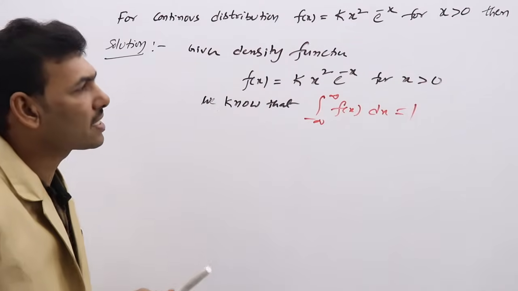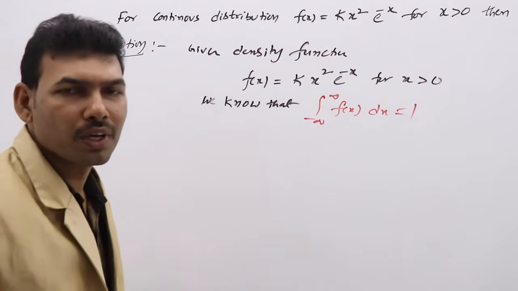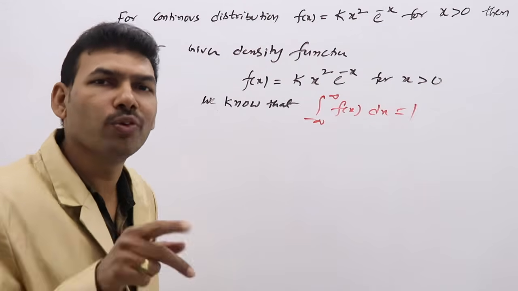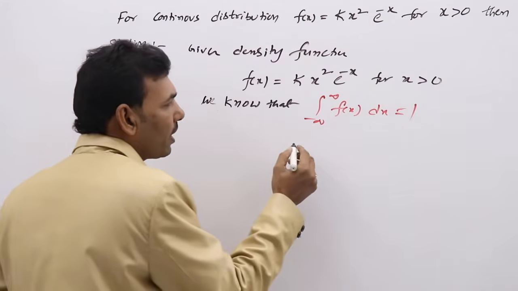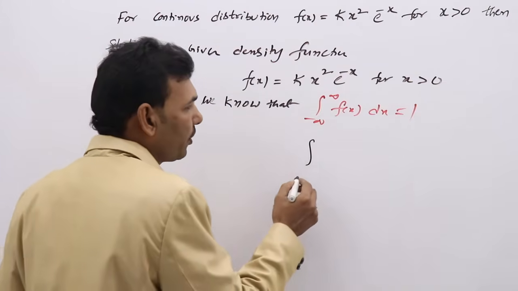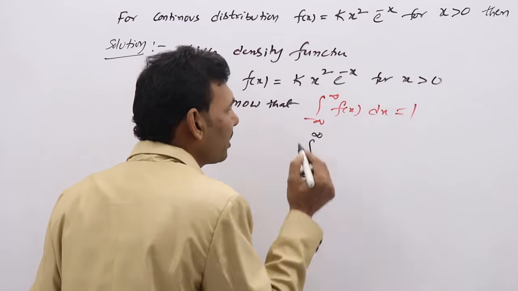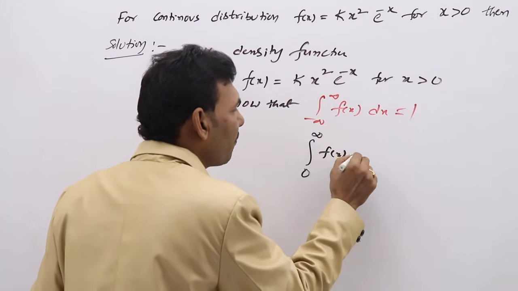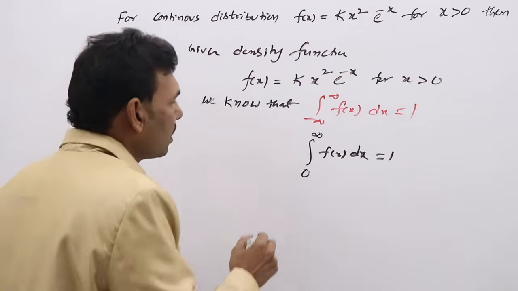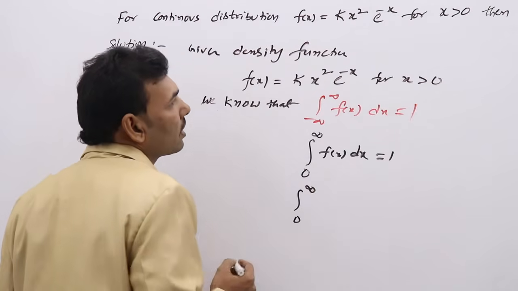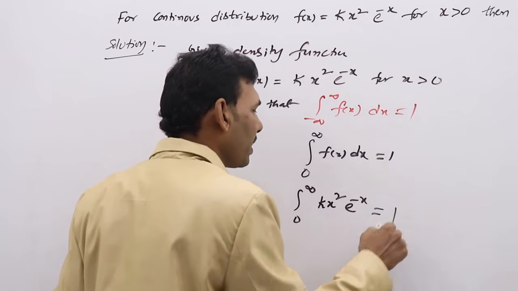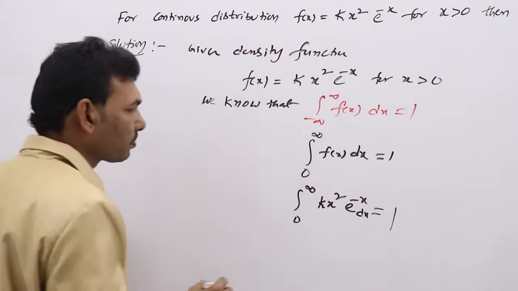But our interval is x greater than 0. Starting from 0, the upper limit is not given, so we will take infinity. Whenever any limit is not given, we take the standard limit, minus infinity or infinity. 0 is given, and this limit I am taking as infinity. The integral of f of x dx equals 1 as per our given problem. What is f of x? F of x is kx square e power minus x dx.